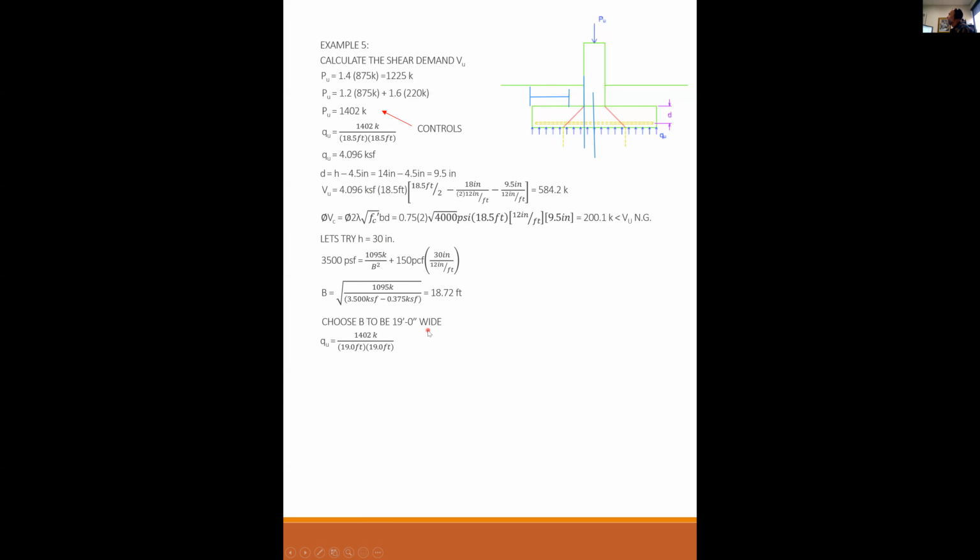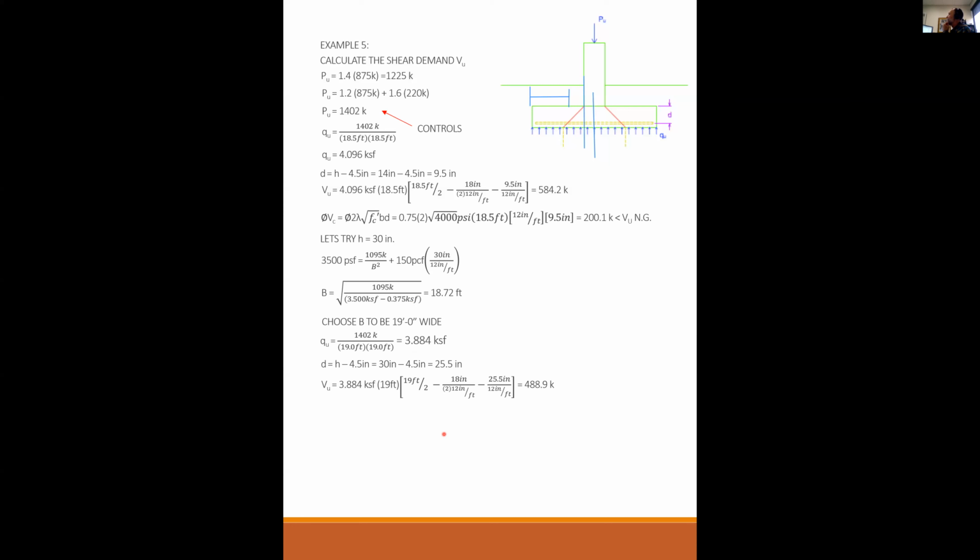Now that I know it's 19 feet wide, I can recalculate my factored soil pressure to be 3.884 KSF. D is 30 minus 4.5, so that's 25.5. VU is the new soil pressure, 3.884, times the new width, 19, times the new depth, 19 over 2 minus 18 over 2 minus 25.5 inches. And that gives me my new demand of 488.9.